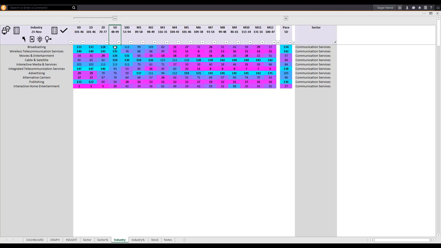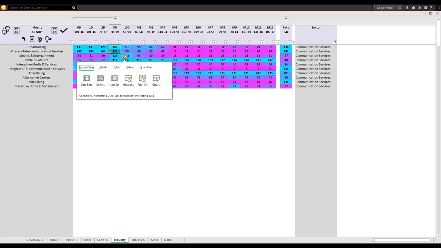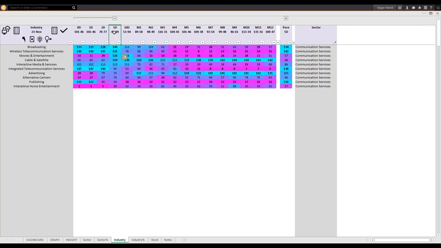Cyan is strength. I'm looking for the strongest of the communication services industries. Those will be the ones shown by cyan color. And I'm looking for industries that are strong not only over 5 days but are maintaining their strength over 2 day and 1 day period. That will be these three industries: broadcasting, wireless telecom services, and integrated telecom services.